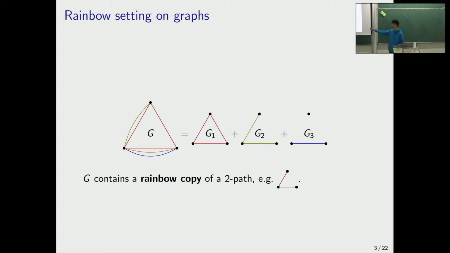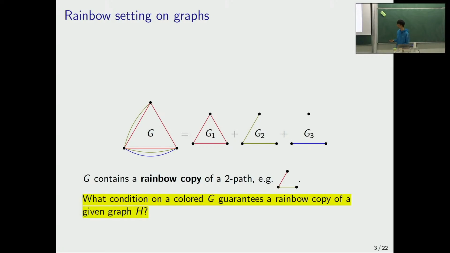It is natural to say that G contains a rainbow copy of this length 2 path, because we can choose one red edge here and one green edge here to form a length 2 path whose edges have different colors. The natural question which arises is: what condition on such a colored G can guarantee a rainbow copy of a given graph H? Here we find a rainbow copy of a 2-path, but we always want to find a rainbow copy of a more complicated graph.